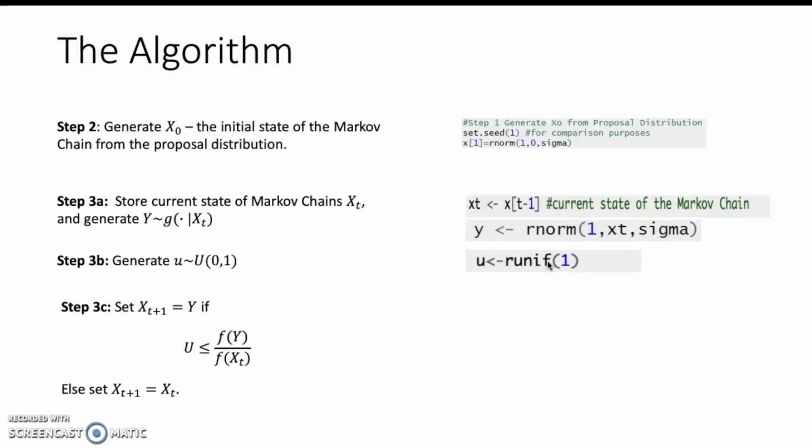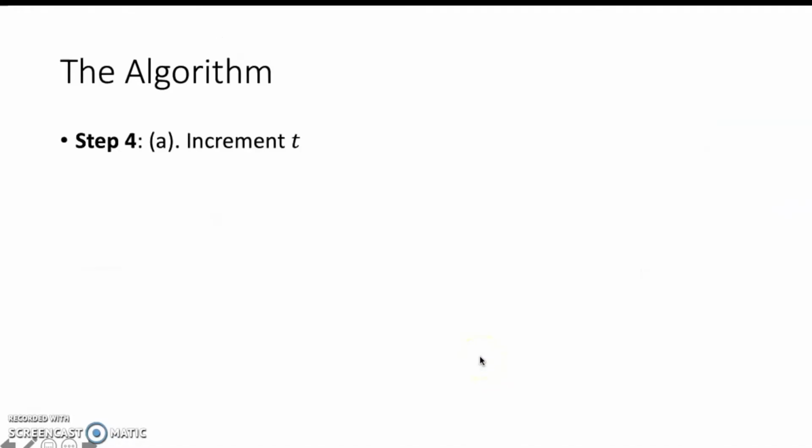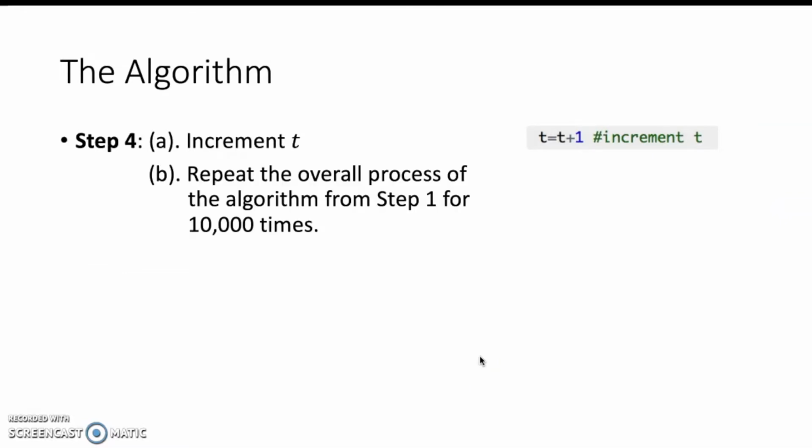Step 3c, set x(t+1) equals y if u is smaller or equal to f(y) divided by f(xt), which is a certain bound. Else, set x(t+1) equals xt. And here's the R code, an if-else statement. And then step 4, we increment t first. And then repeat the overall process of the algorithm from step 1 for 10,000 times. Here we use a for loop to do that.